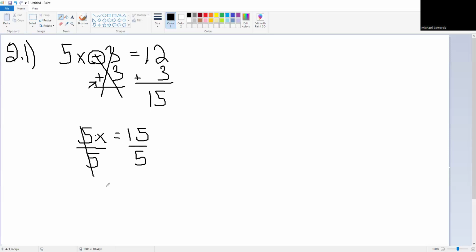These two cancel out. And this, well, let's do it like this. So those two cancel out. This is x equals 15 fifths. Now 15 fifths, 5 will go into 15 3 times. So the answer is x equals 3.